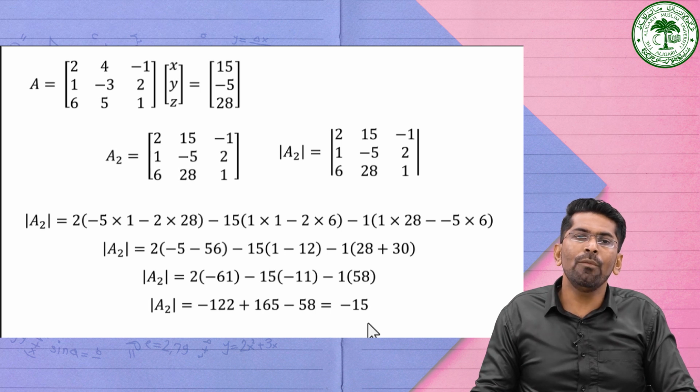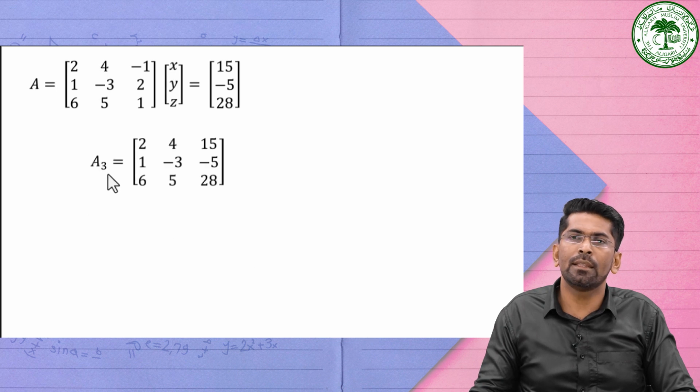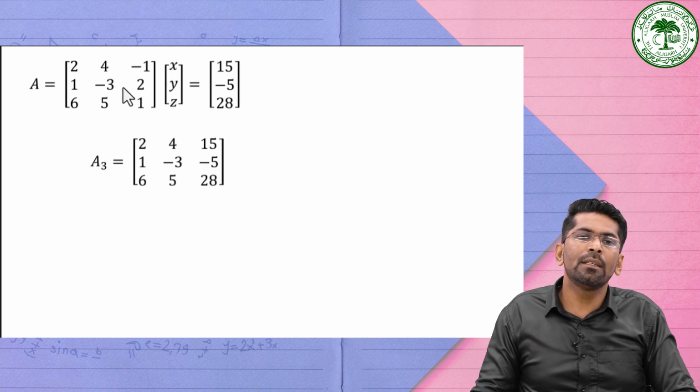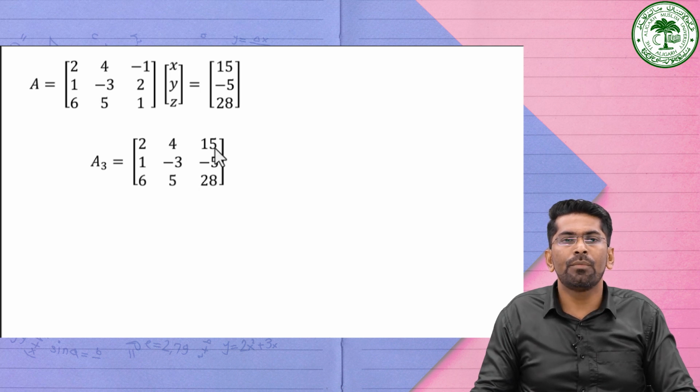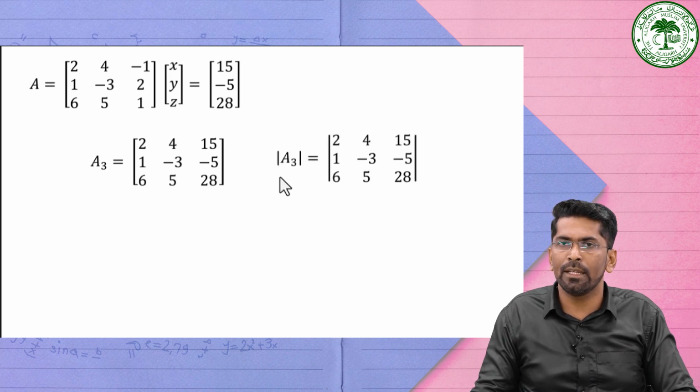So now again we are going to frame another special matrix, which is termed as A3, by replacing the third column by using the constant matrix. The first and the second column will be as it is. The third column will be, see here, it is 15, minus 5 and 28. Now we are going to find the determinant value of the special matrix, that is A3.